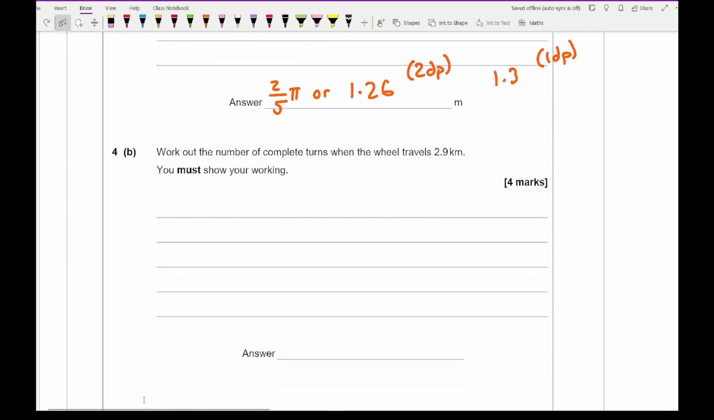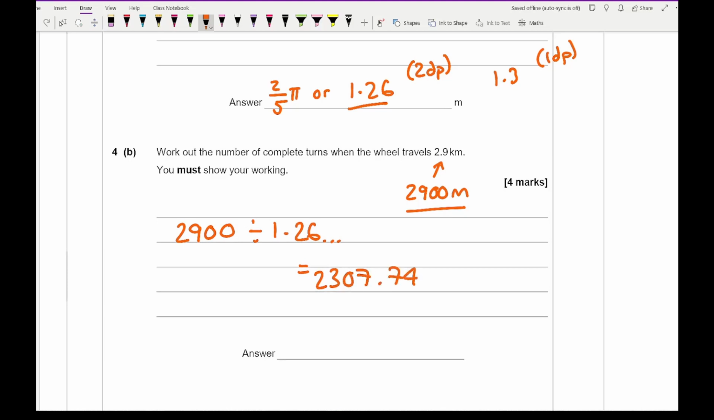Question 4b, it says work out the number of complete turns the wheel travels in 2.9 kilometers. Well, 2.9 kilometers is 2,900 meters. Now you want to work with the same units. So then from this, I've got 2,900 divided by 1.26. Let's just type that in. Well, it's actually still on my calculator. So if I do 2900 divided by the answer, I get an exact value of 2307.746679. So we're looking for complete turns. So it's going to be 2307.